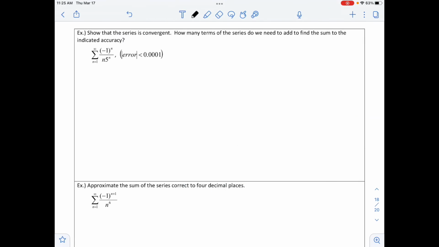The example on the next page says, show that the series is convergent. How many terms of the series do we need to add to find the sum to the indicated accuracy? And so the first example is, the series is the sum from n equals 1 to infinity of negative 1 to the nth all over n times 5 to the nth, and we want an error less than 0.0001. So first thing we need to do is show that it's convergent, and so in order to do that, we're going to say b sub n is equal to just 1 over n times 5 to the n, which is greater than 0 for all n.